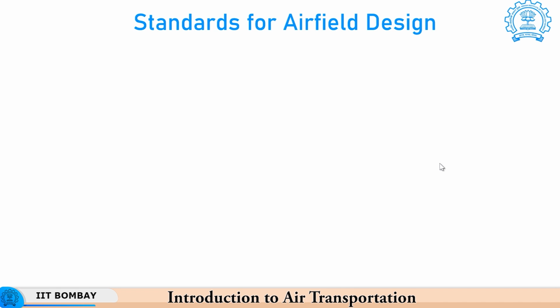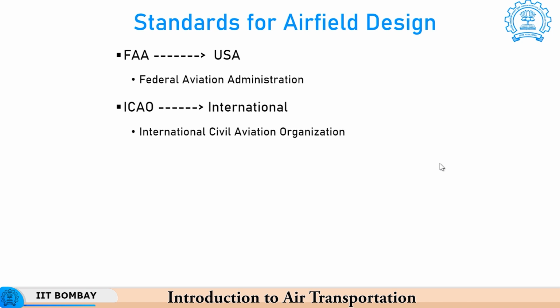So, to ensure that the standards are followed, there are certain classification procedures and there are certain standards to be followed. There are two main standards. The first standard for airfield design comes from the Federal Aviation Administration. This is mostly applicable for the aircraft operating or registered in the USA, operating within the USA, and the other regulations are from the International Civil Aviation Organization or ICAO, which are applicable on an international front, right.